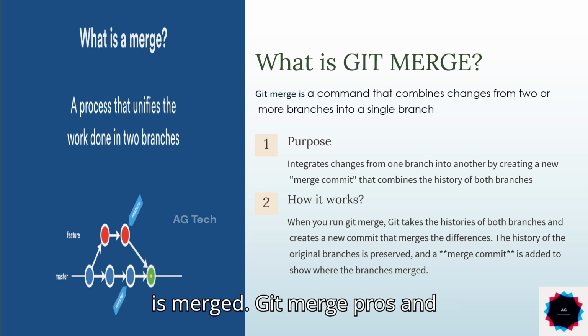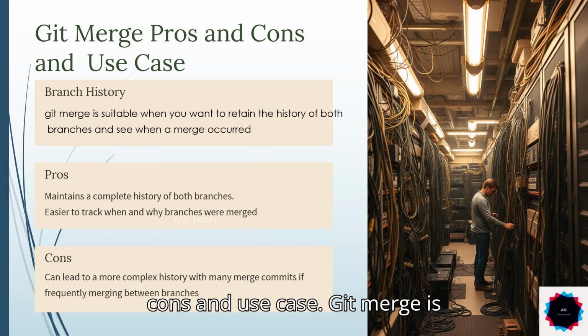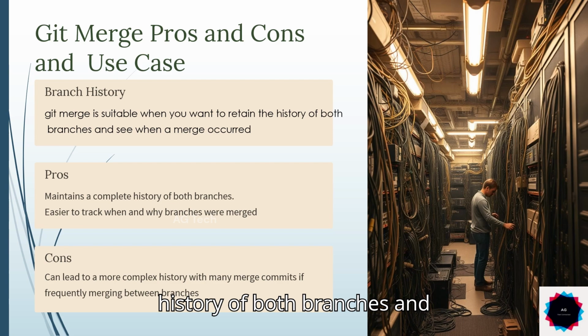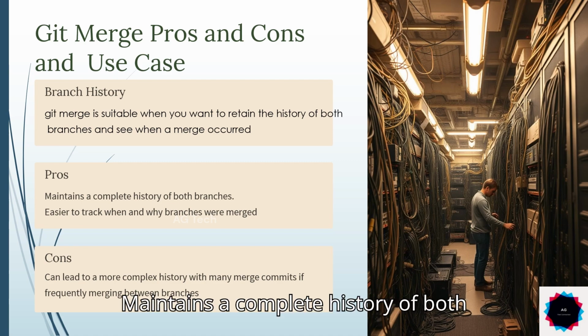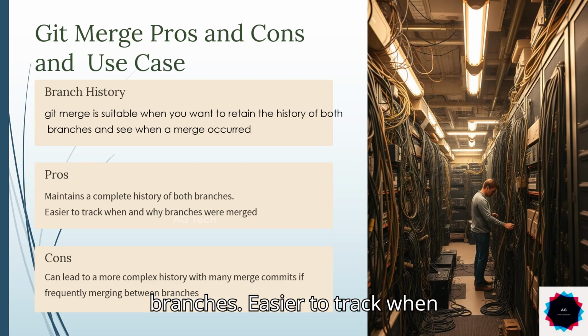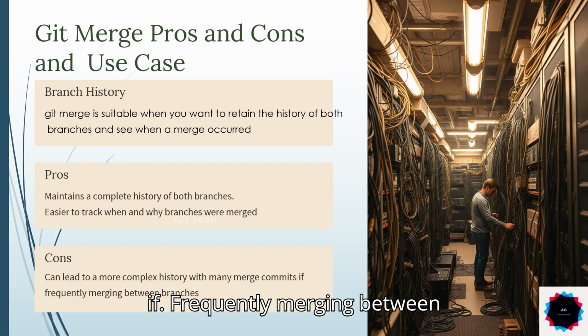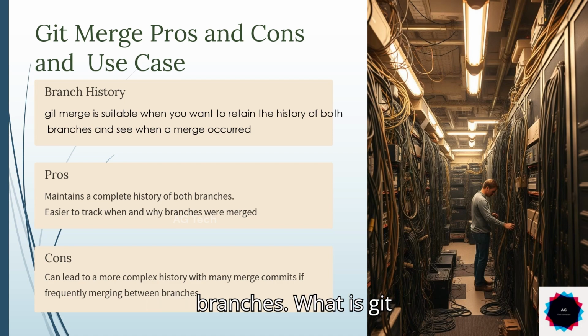Git merge pros and cons and use case. Git merge is suitable when you want to retain the history of both branches and see when a merge occurred. Pros: maintains a complete history of both branches. Easier to track when and why branches were merged. Cons: can lead to a more complex history with many merge commits if frequently merging between branches.